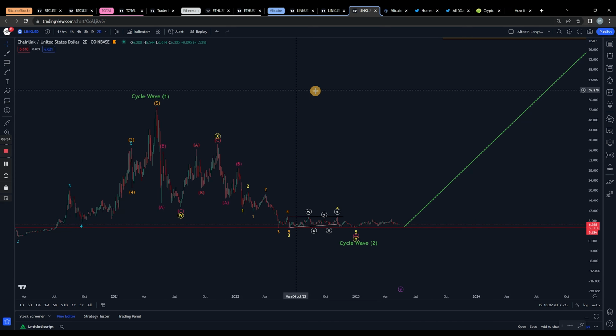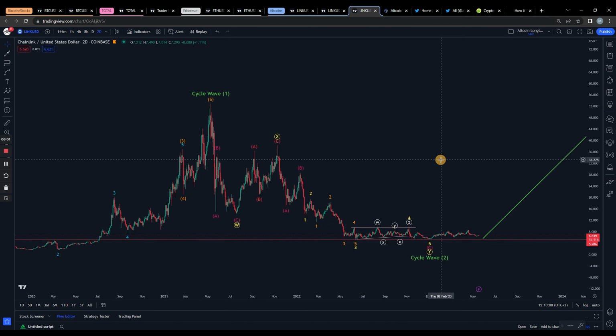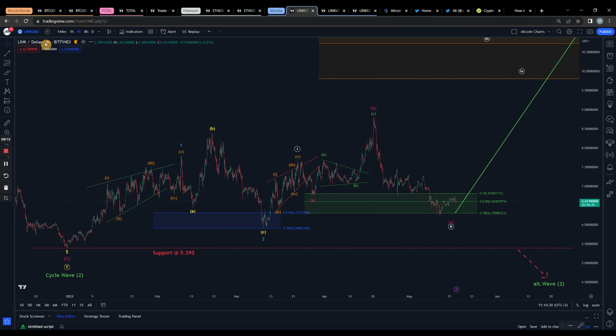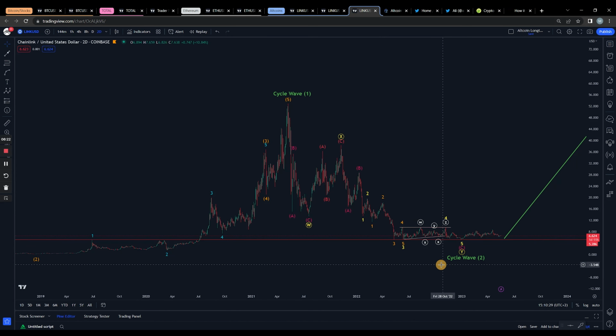I haven't shown this in quite some time, and I want to use this opportunity to show it to you. This is Chainlink since its beginning right here in 2017. And of course the listing is Coinbase. Notice I just switched exchanges. We track the Bitfinex count, but on the long term we use Coinbase because it is more complete.